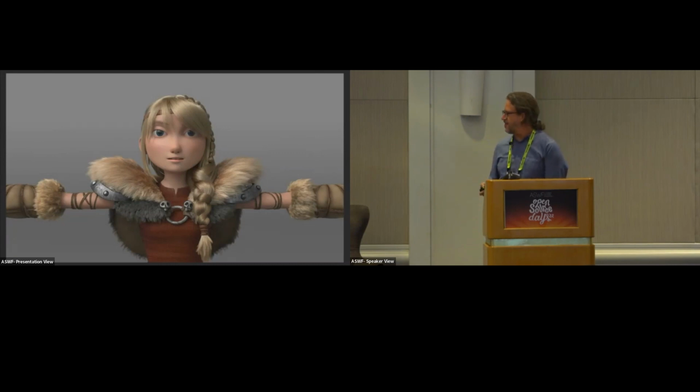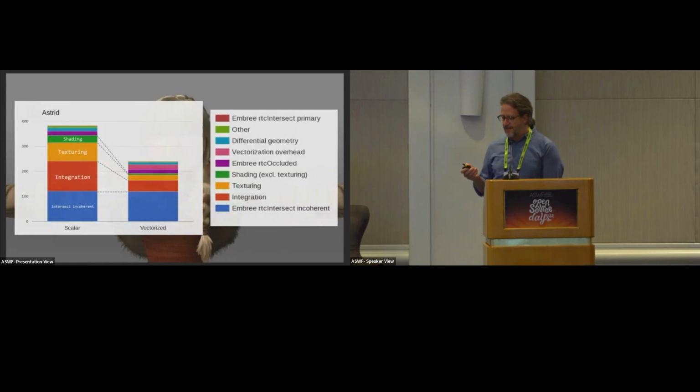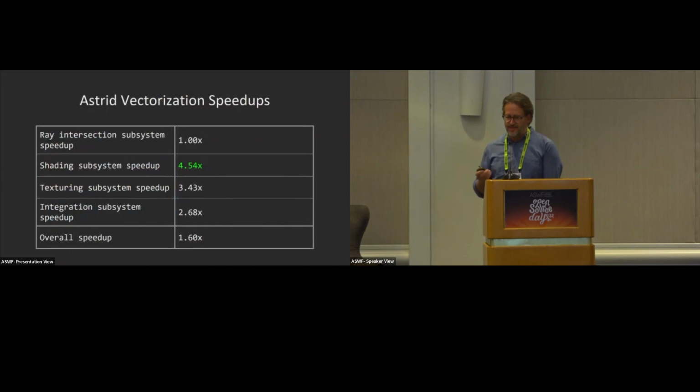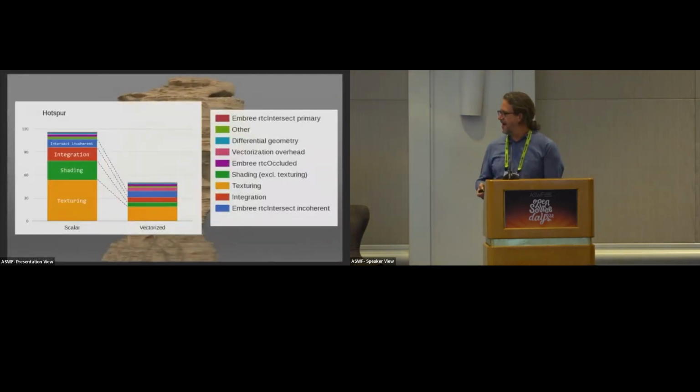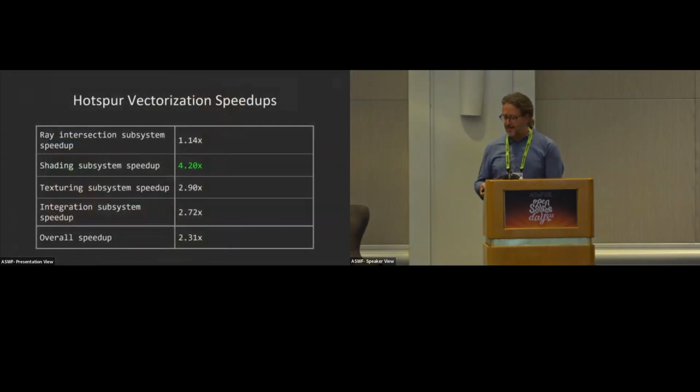This is Astrid from How to Train Your Dragon. Here again, a lot of time was spent in shading, particularly texturing and integration. And we see the shading system speed up at 4.5x on the vector mode. This was an asset called Hotspur. Here's a pretty good example of everything that we would hope that vector would help us with in terms of shading and the texturing and the integration. Total 4.2x speed up.